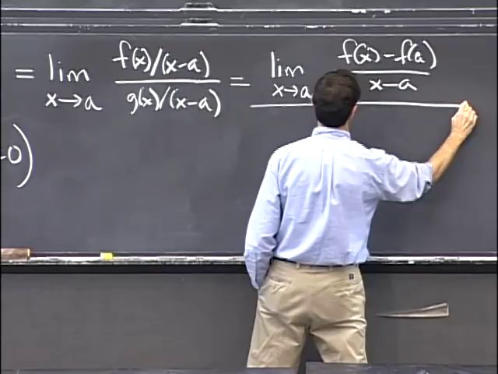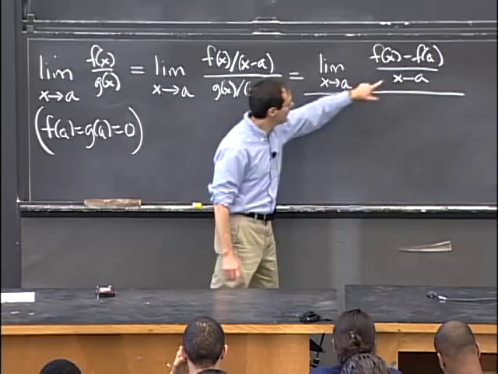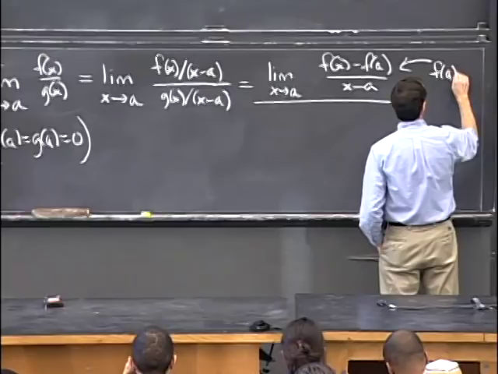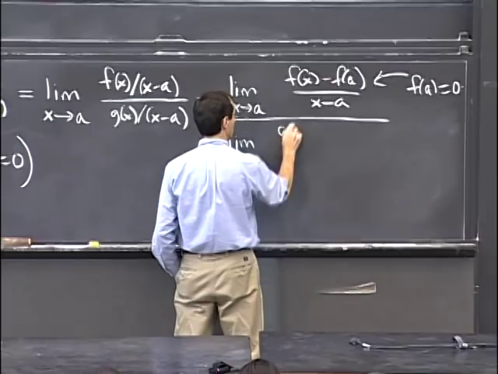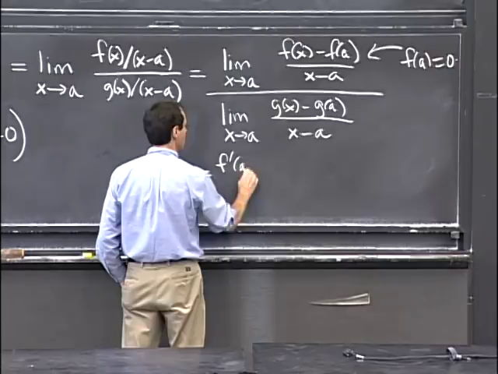So why am I allowed to do that? That's because f of a is 0. So I didn't change the numerator any by subtracting that. f of a is equal to 0. And I'll do the same thing in the denominator. Again, g of a is 0, so this is OK. And lo and behold, I know what these limits are. This is f prime of a divided by g prime of a.